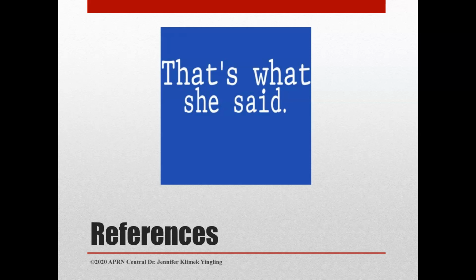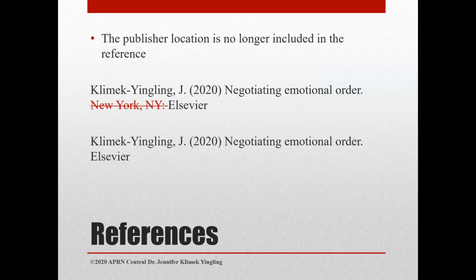All right, references. Oh, I know, references. This can be a pain in the neck, but we're going to go through some of the changes that are there, and I'm going to give you some tips which will hopefully help you to know when you need to use your references. All right, so one of the changes in the 7th edition is that the publisher location is no longer included in the reference. For those of you who feel like they finally got APA, they're doing great with it. Yep, now we've changed it.